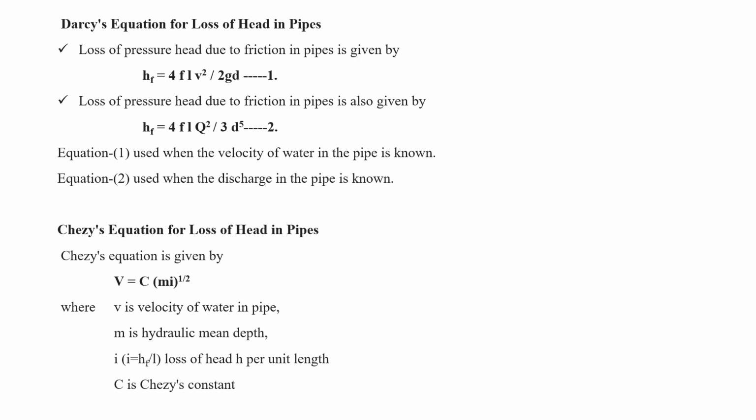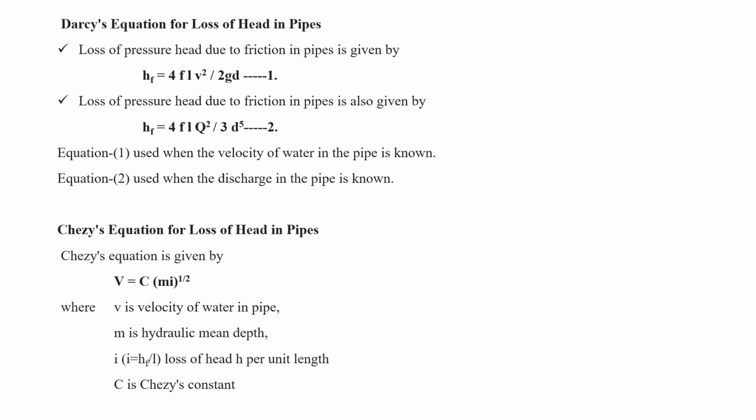Darcy's equation for loss of head in pipes is in two forms. First one is hf = 4fLV²/2gD. And the second one is hf = 4fLQ²/3D⁵. Equation 1 is used when the velocity of water in the pipe is known, whereas equation 2 is used when the discharge in the pipe is known.